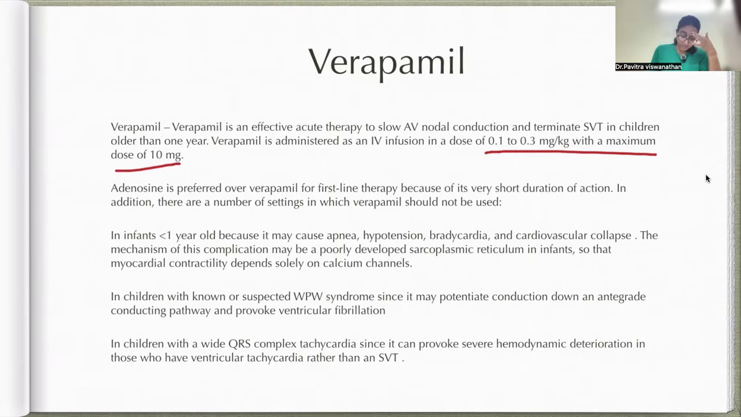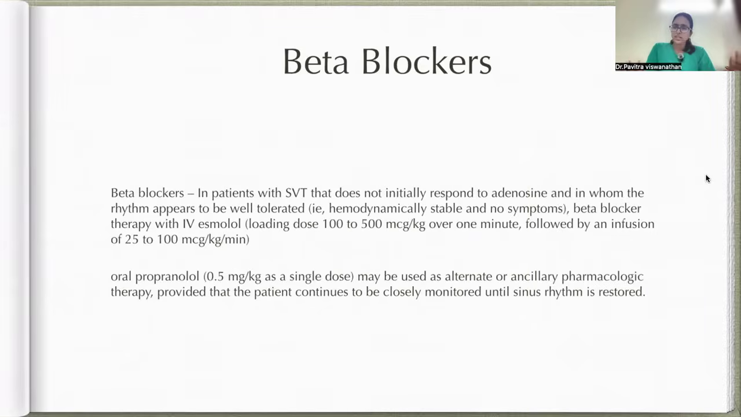Okay, but here you will not give it in children who are having or you are suspecting to have WPW syndrome. But the problem is at the onset, nobody comes and tells you, see, I'm having WPW and that is why I'm having SVT. No? So that's why verapamil generally we don't use at all. Generally patients respond very nicely to adenosine and if at all needed, amiodarone or a beta blocker.